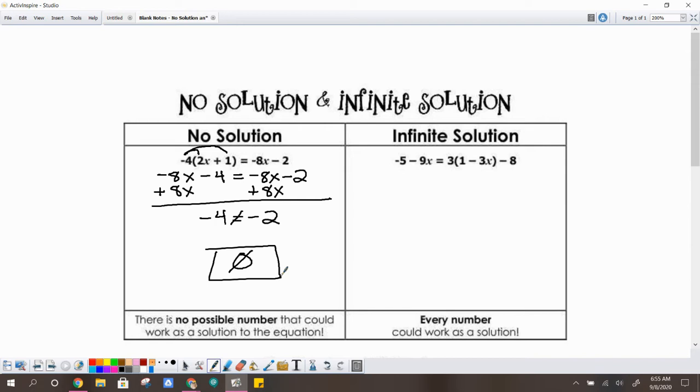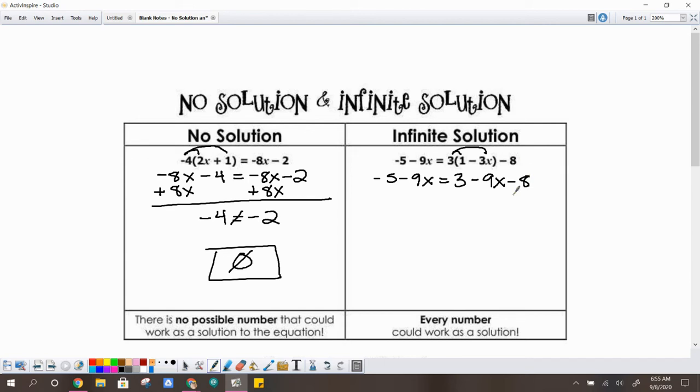Now on the other side, there's infinite solutions. So we're going to go ahead and solve, and I'll show you what a solution for an infinite solution looks like. Okay, so I'm going to go ahead and start by distributing, if possible, which we can. So I'll bring down my -5 minus 9x equals 3 times 1 is 3. 3 times -3 is a -9x. And then bring down my -8.